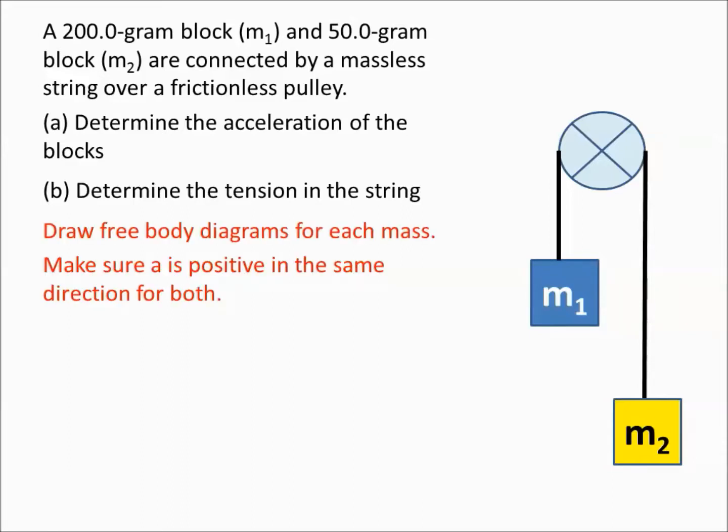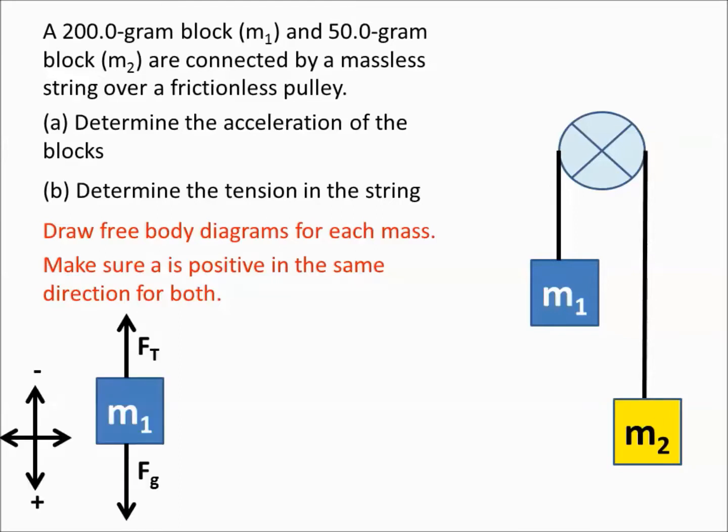The first thing you need to do on these problems is draw a free body diagram, and we're going to draw one for each mass, mass 1 and mass 2. We're also going to define our coordinate system, our positive and negative x and y values, so that the acceleration of the string is going to be positive in the same direction for both. And I'll show you how that works as we do this problem.